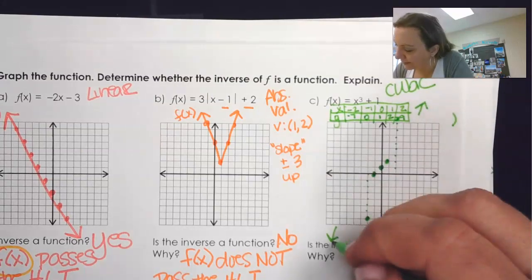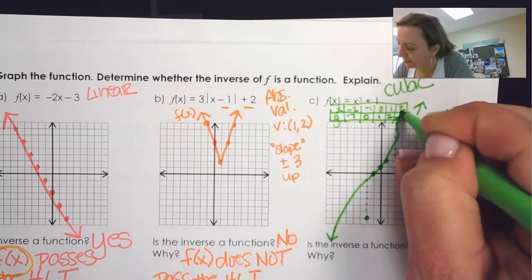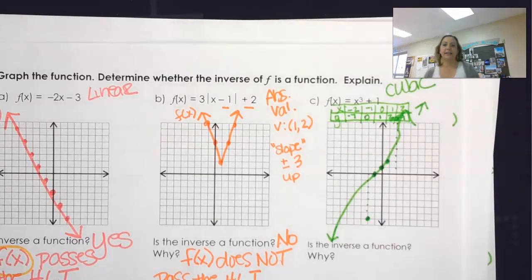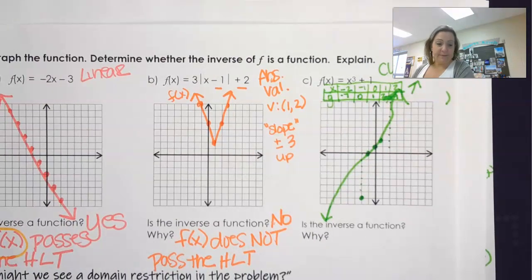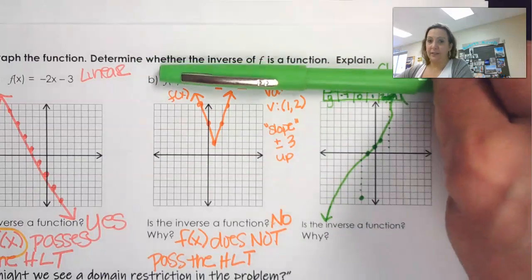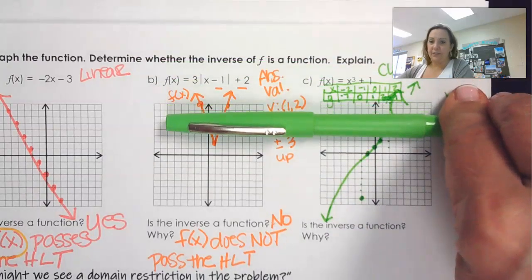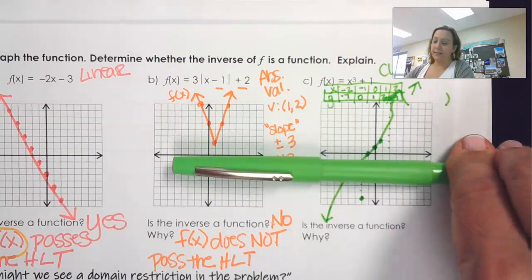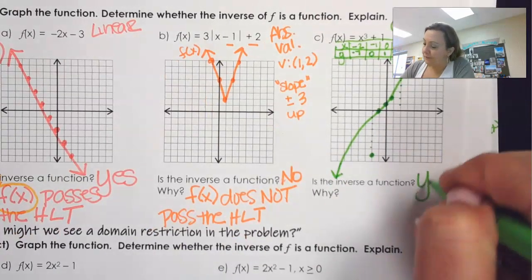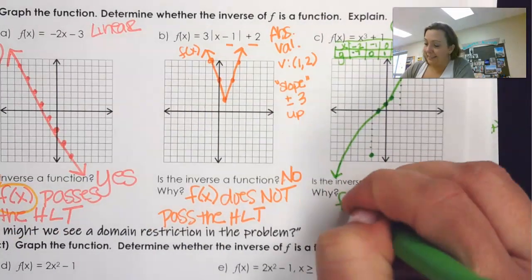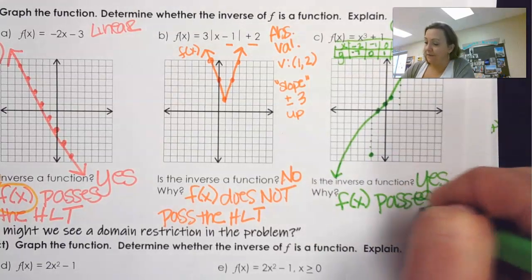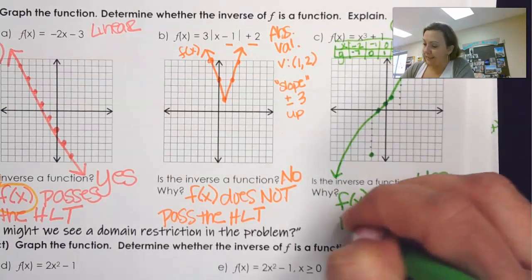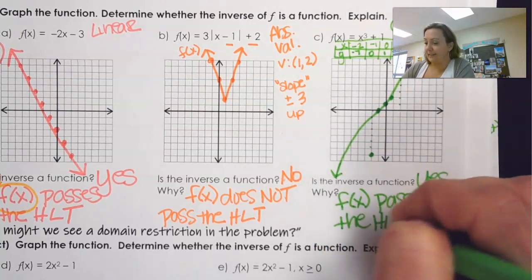All right, we get this idea, okay? And that's what this is going to look like. So let's do the horizontal line test on this original function to see what's going on. So if I look, notice that each horizontal line only crosses once. So is the inverse a function? I'm going to say yes. And why? Because that original function, f of x, passes the horizontal line test.